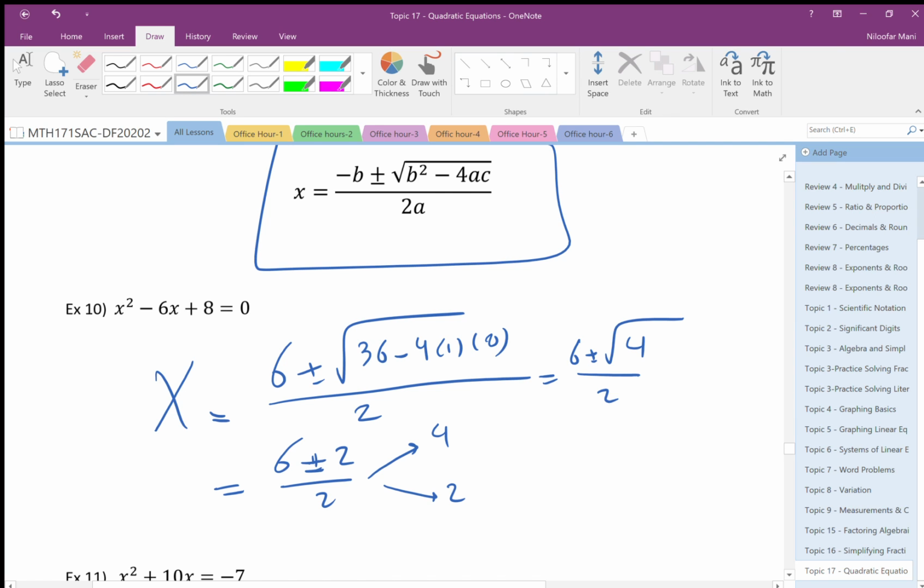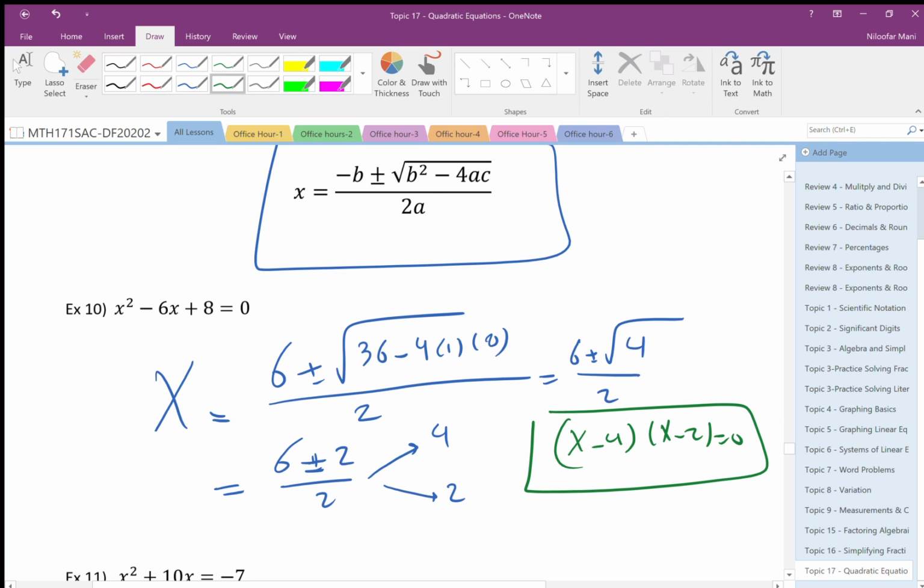Okay, so this one is even factorable because I don't have any radical in the answer. So when I don't have any radical, it means it's factorable. Okay, so you can factor. So what is the factor when you factor? It is x minus 4 times x minus 2 equals 0. Yes. Okay, but I didn't bother, I used the formula.